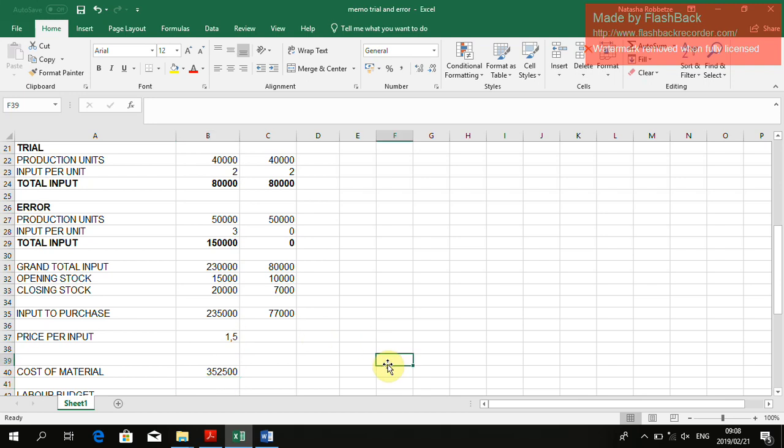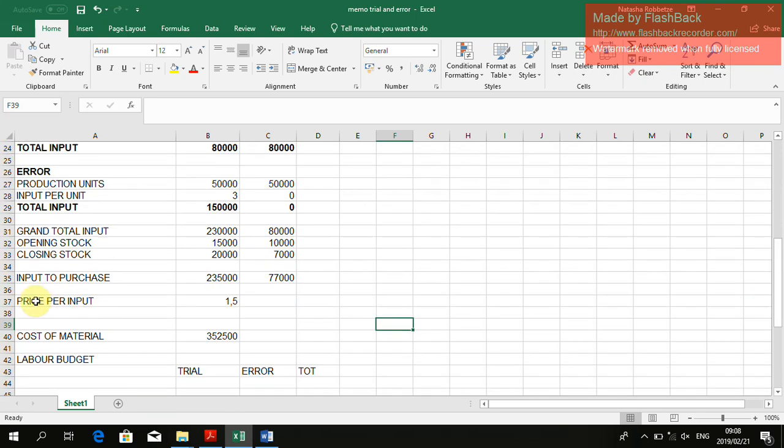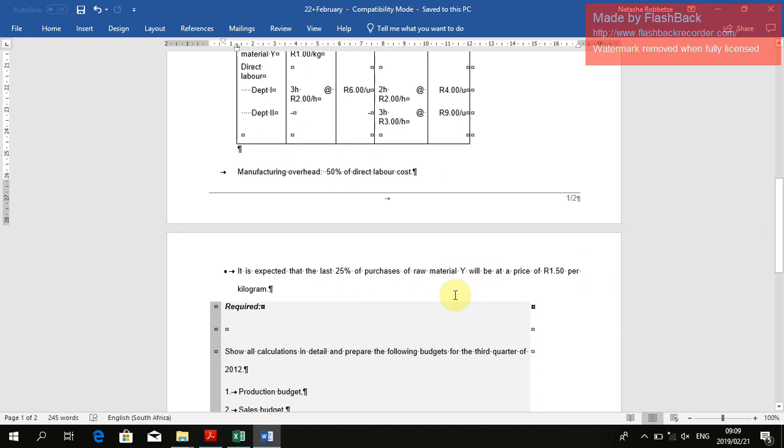Right, for my raw material Y, the calculation will be slightly different because now we have to go and split it into the first 75% and the second 25%. So if we have the raw material Y, you will find that for raw material Y, the total is 77,000 kilograms that we need to buy. So they tell us in the question, the last 25% is at a higher price.